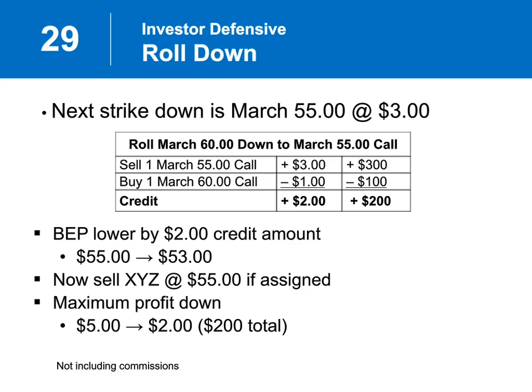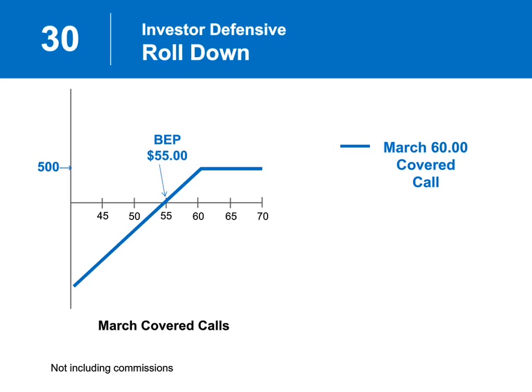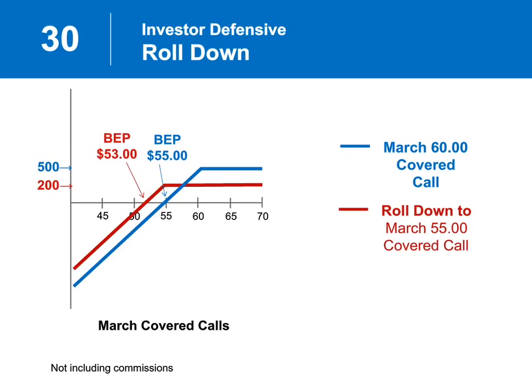So there's the March 60 call, and this is how it looks when we roll down. So we go from maximum profit potential of 500 to 200, but on the flip side, we've lowered our break-even point now from 55 to 53. And this just gets back to how do you feel about the underlying? How comfortable are you in doing rolls? And starting out small is always a good approach for folks who are new.